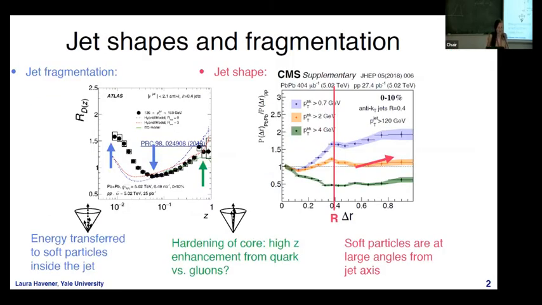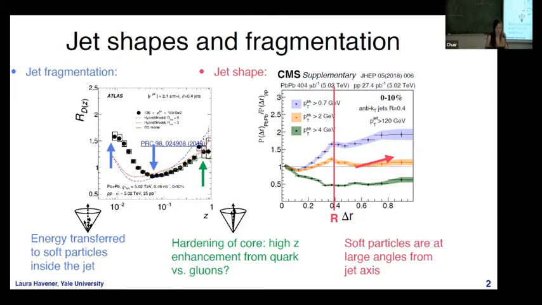So first, starting with the jet shapes and the fragmentation. Martin already gave a nice talk on this, so I won't go into all the details, but the main idea is that in the fragmentation functions, we really see the energy being transferred to the soft particles inside of the jet. And with the jet shape, we see these soft particles are located at large angles from the jet axis. And so this picture, as Martin nicely showed us, seems to be really consistent with this momentum broadening of the jet.